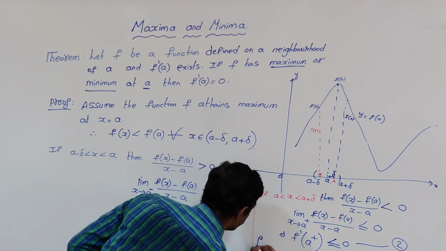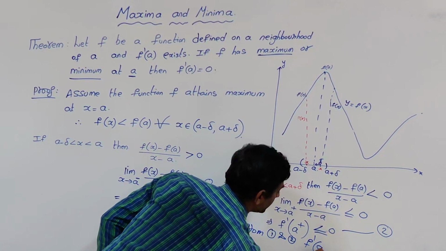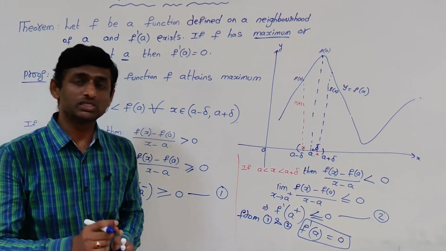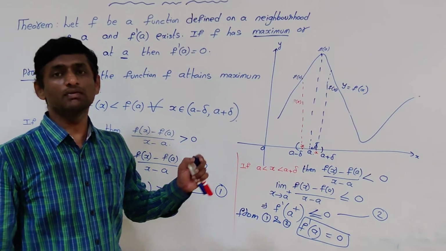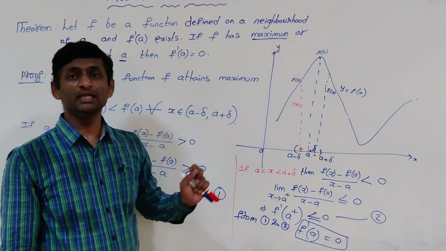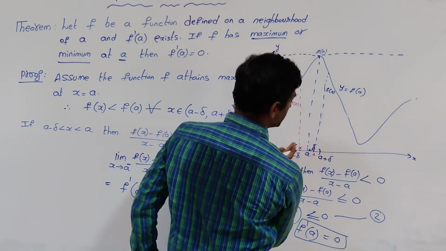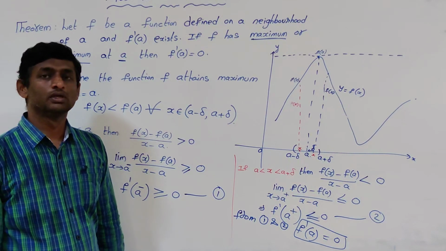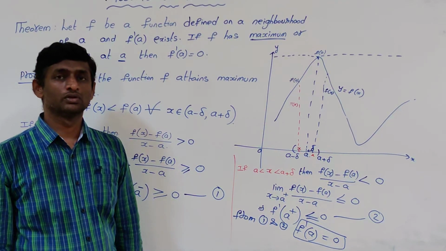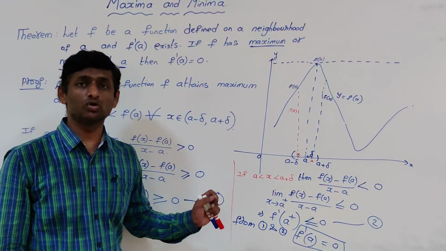So from 1 and 2, f dash of a will be 0. Means if the function has a local maximum at x is equal to a, then the slope at that point will be 0. Means we can have a tangent which is parallel to the x-axis, a horizontal tangent. This is only a necessary condition, and we will see whether the sufficient condition is true or false.